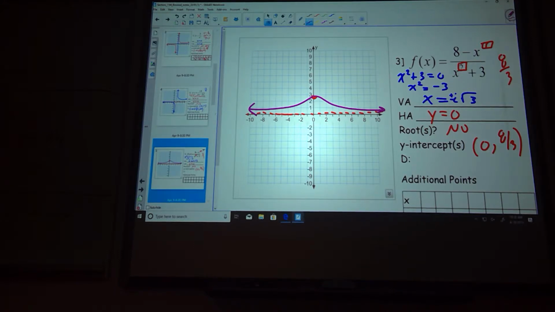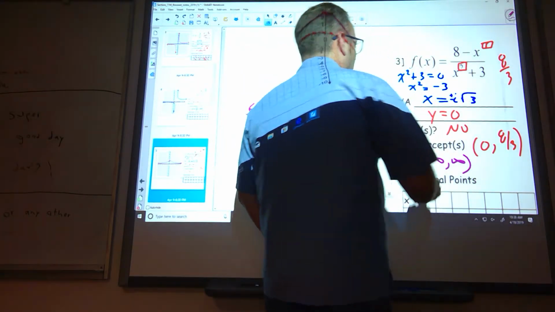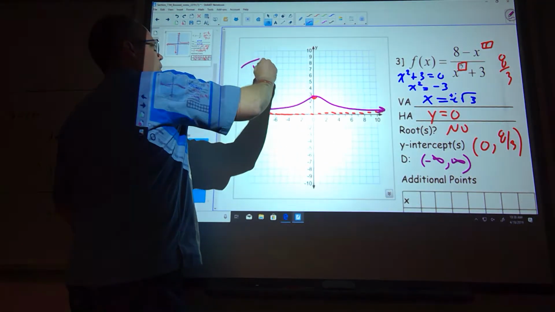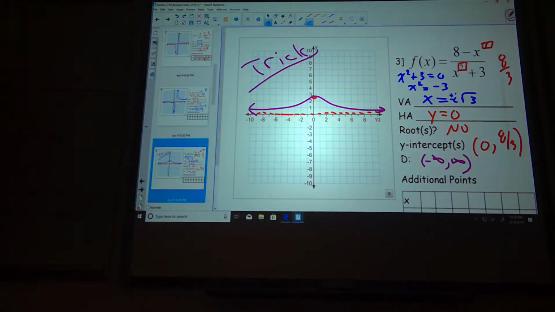Okay? So if you look at it, does it go forever left and right? Yeah. Are there any values if I plug it in for x, I get 0 in the denominator? No. So my domain on this one is just negative to positive infinity. So this is kind of the trick one. Okay? If I plug values in, yeah, it's just a goofy graph.